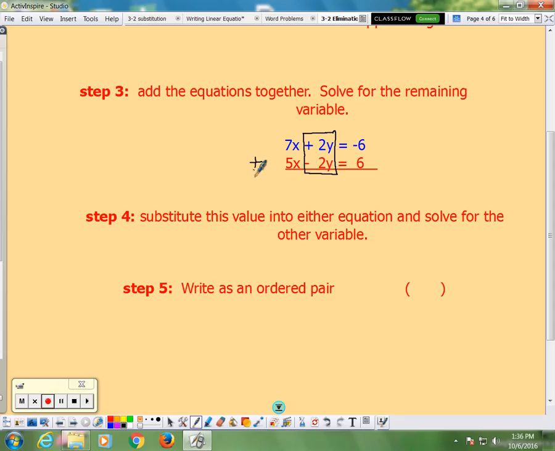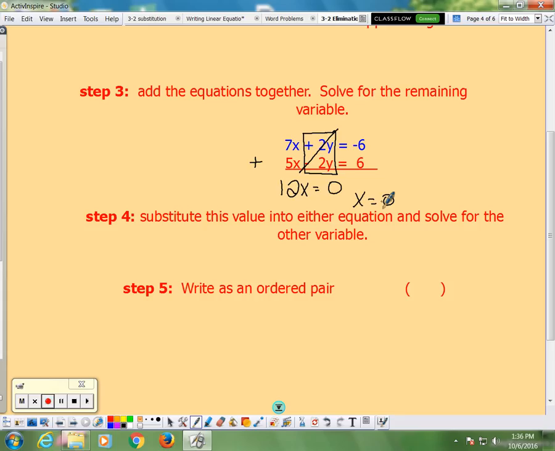So 7 plus 5 is 12x. 2y positive added to a negative 2y, these 2y's cancel. Negative 6 plus 6 is 0. I divide, I get x equals 0.